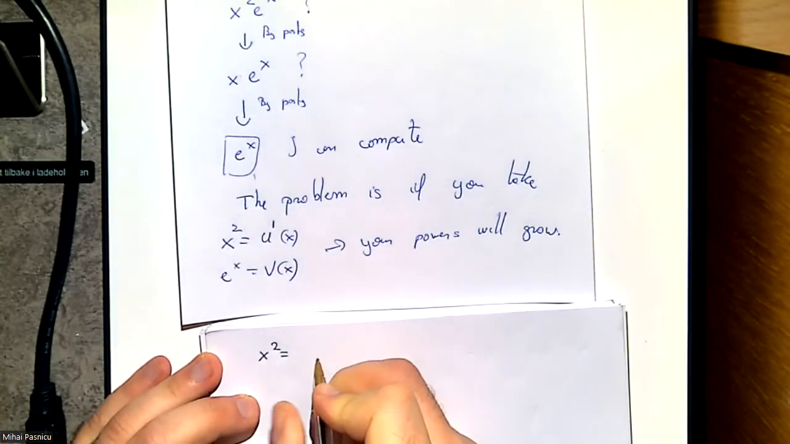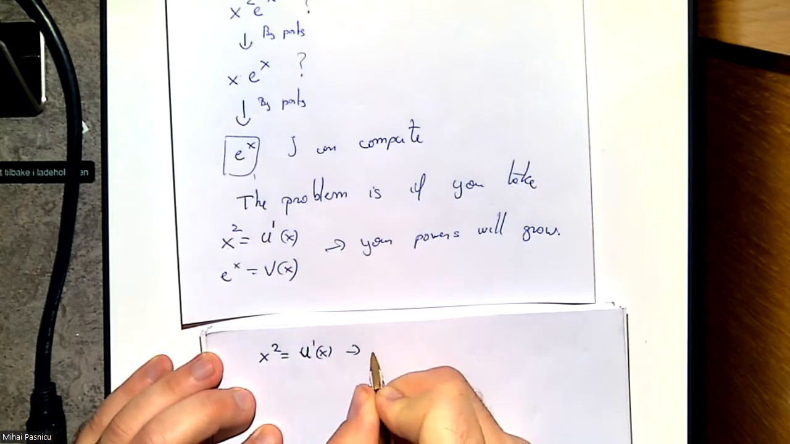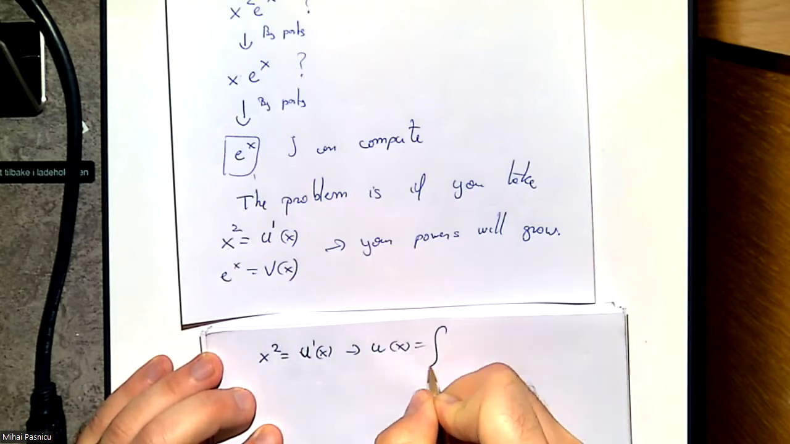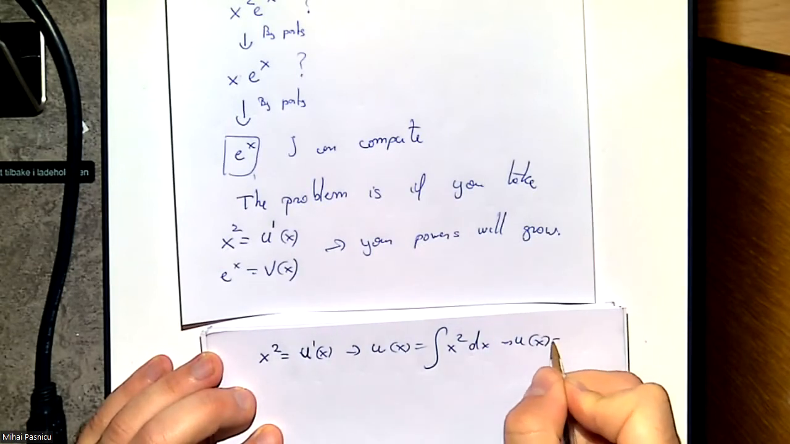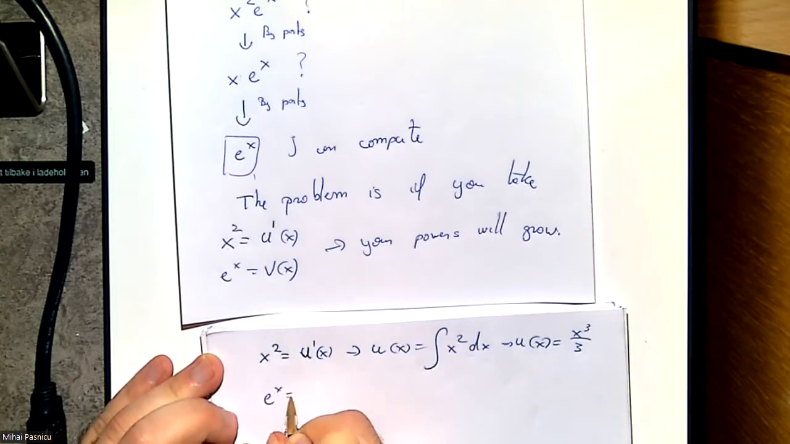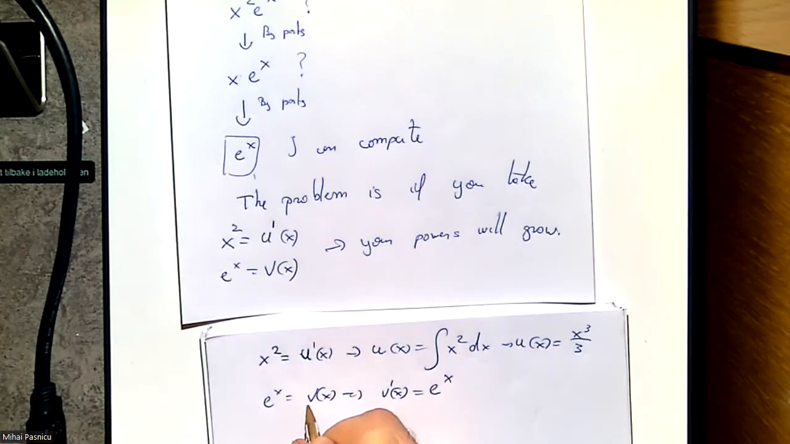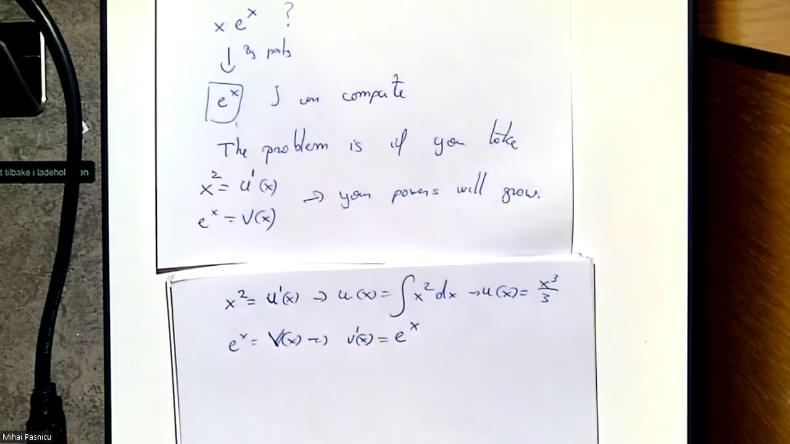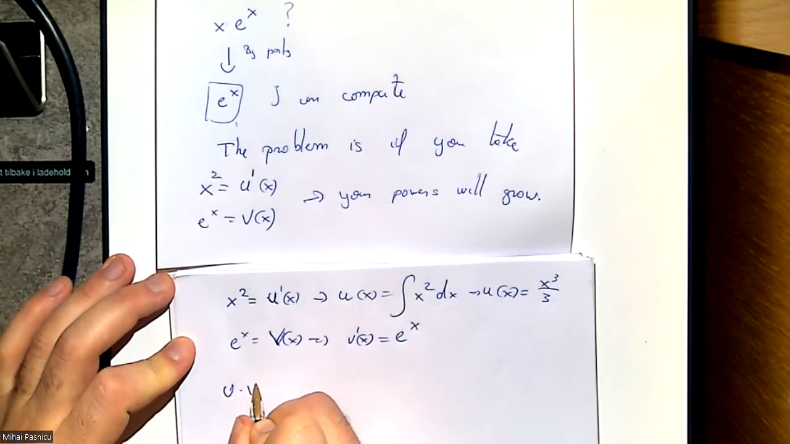x squared is equal to u prime of x. So u of x is just the integral of x squared dx. So u of x is just x to the third over 3. Then e to the x is equal to v prime of x, so v of x is just equal to e to the power of x. Okay, with this, we're just doing the other case. See what happens. Why don't I want to take this one? Write the formula.